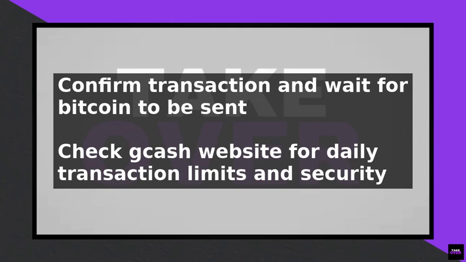these limits. In addition, it is always a good practice to enable two-factor authentication on your GCash account to add an extra layer of security to your transactions. This will help protect your account from unauthorized access and ensure that your Bitcoin transactions are secure. By following these steps and taking the necessary precautions, you can safely and securely send Bitcoin through GCash.